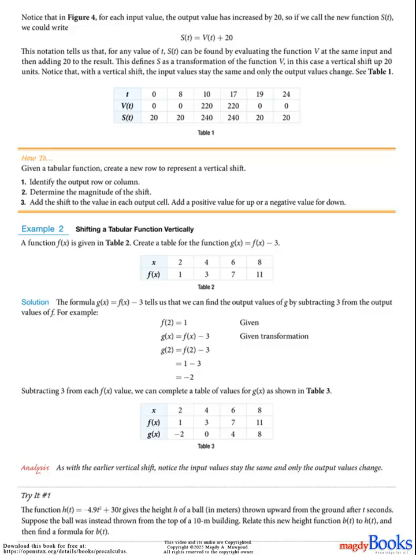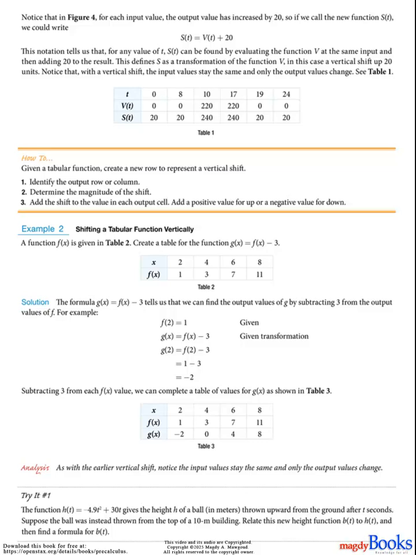Subtracting 3 from each f of x value, we can complete a table of values for g of x as shown in Table 3. Table 3. x, f of x, g of x. For x equals 2, f of x is 1, and g of x is negative 2. For x equals 4, f of x is 3, and g of x is 0. For x equals 6, f of x is 7, and g of x is 4. For x equals 8, f of x is 11, and g of x is 8.